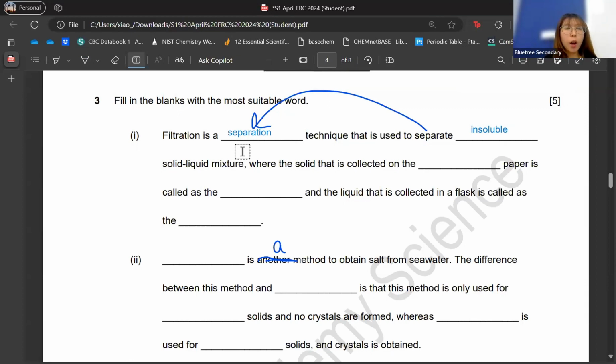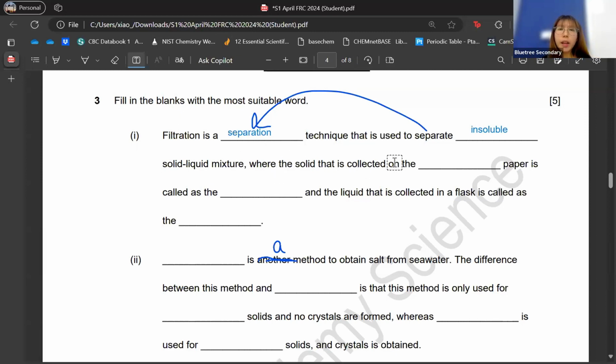Sometimes you need to require your general knowledge. For example, if I ask you, can sand dissolve in water? All of you will tell me no. How do you know? Because since young, maybe you played a bit of sand and water together. You are learning it through your life experience, gaining it through your general knowledge.